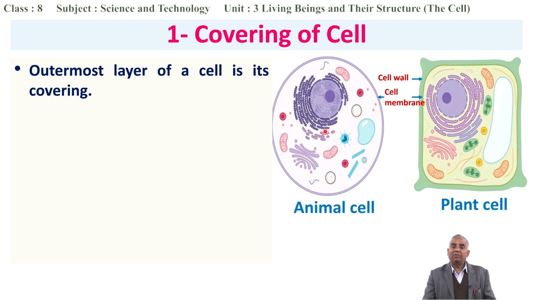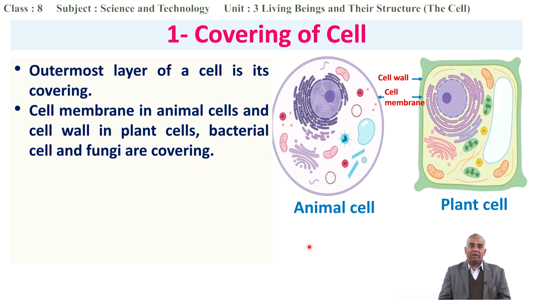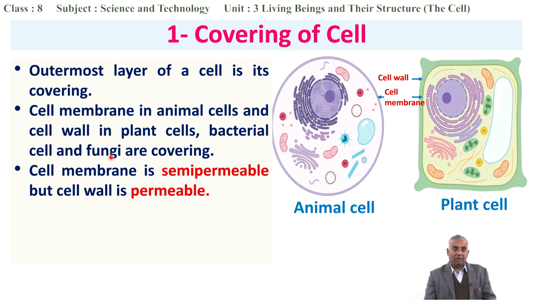And animal cells have cell membrane as the outer covering. Cell membrane is in animal cells and cell wall is in plant cells, bacterial cells and fungi. I told you plant cell only, but in fact cell wall is found in bacteria also and in fungi also. Cell membrane is semi-permeable. What is the difference between cell membrane and cell wall? At first you compare yourself. Cell membrane is thin, cell wall is thick. Cell membrane may be the outer covering of a cell or maybe the second layer, not always, but cell wall is always the outer covering. Cell membrane is made of living structure.